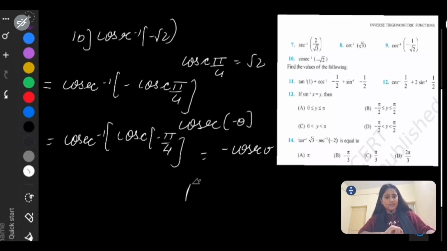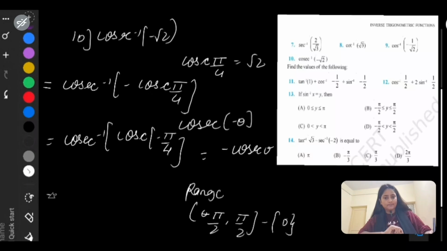Now check the range of the cosec inverse. The range is from minus pi by 2 to pi by 2, where 0 is not included. So here we will check that minus pi by 4 comes between the range of minus pi by 2 to pi by 2. After cancelling out, we'll get the answer minus pi by 4. So here is the answer of question number 10. Let's move on to question number 11.